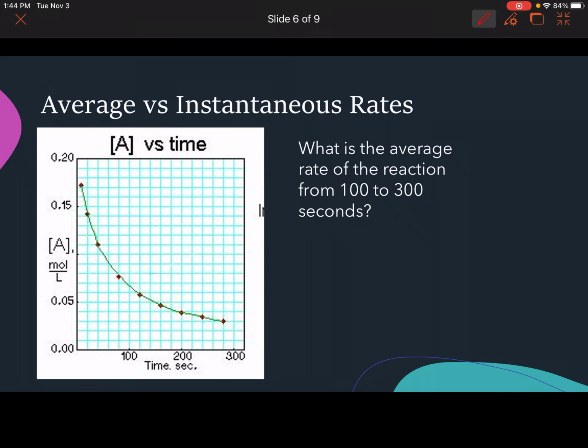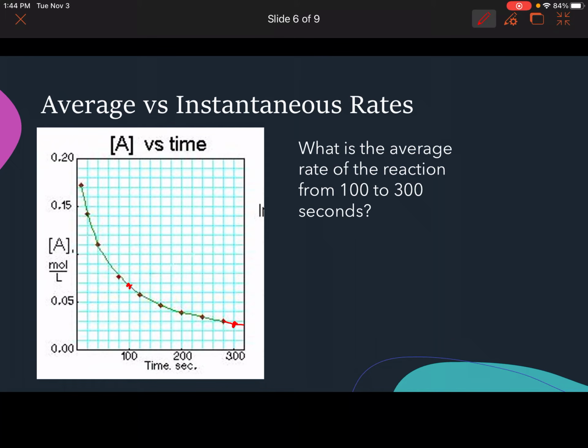Okay, now average versus instantaneous rates here. Average would be the rate over a period of time, and instantaneous means at any particular moment in time, what is the rate? So this particular graph here, this is the concentration of A, so our units are in moles per liter, and time is on the x-axis here. The question is asking you, what is the average rate of the reaction from 100 to 300 seconds? So if we look at 100, that's 100, and oh shoot, let's just extend that graph to 300 here.